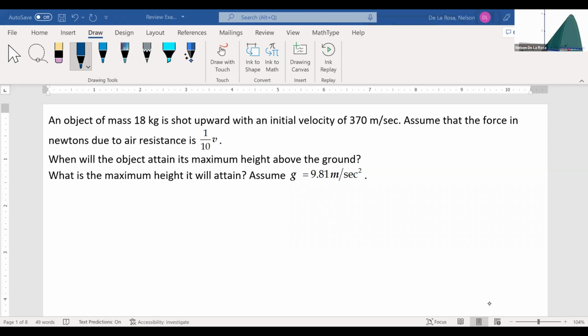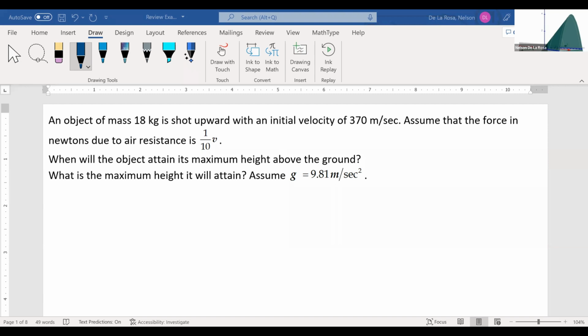This is an application problem that can be solved using differential equations. The first part of the problem asks for finding the maximum height above the ground of an object of mass of 18 kilograms that is shot upward with initial velocity of 370 meters per second. We have to assume that the force in newtons of the air resistance is 1/10 times v, velocity.